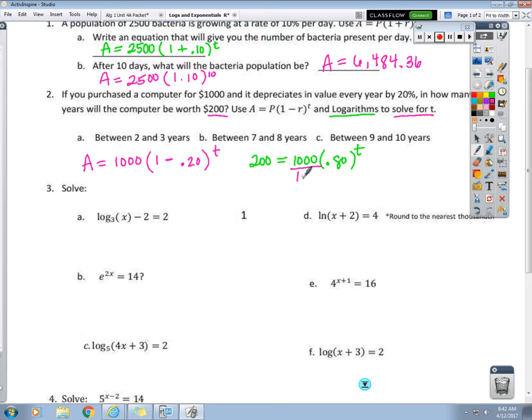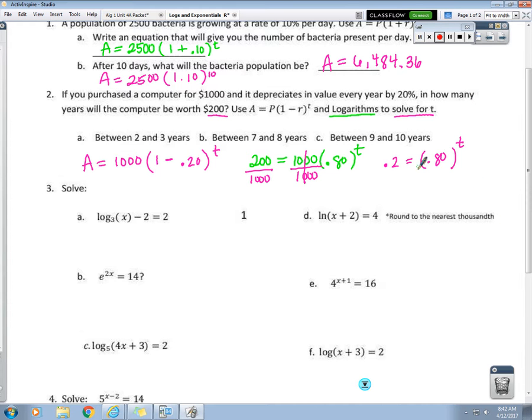Divide by 1,000. What is 200 divided by 1,000? Just type it in. 200 divided by 1,000. 0.2. So you have 0.2 equals 0.80 to the T power. Now, currently it's in what form? Right. y equals b to the x form, which is exponential form. And actually our x is really the same thing as t, right?